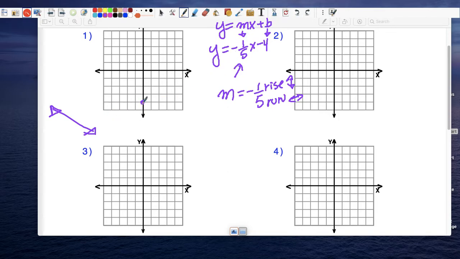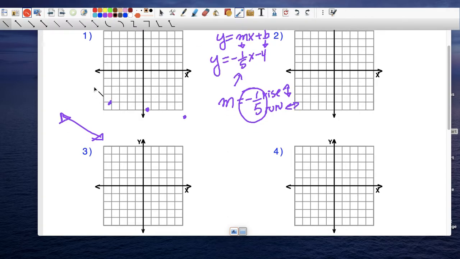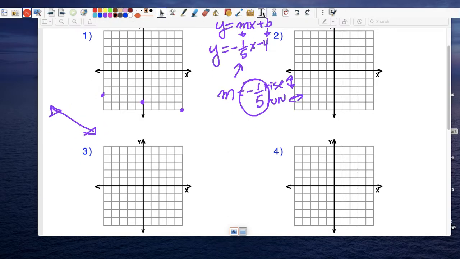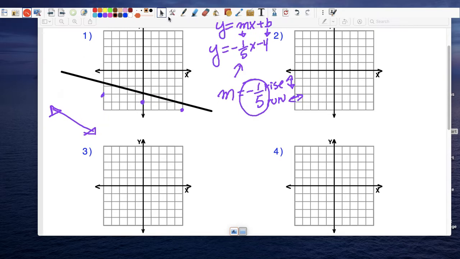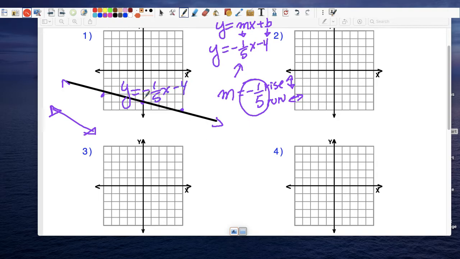Because it's negative, you know that point has to be there. And if you go on the left side, to get one more point, you go 1 up and 5 to the left. Now you're ready to connect this. I don't know why it's like that. Hopefully it goes back to normal. Okay, so right there. Put an arrow, and on top of the line, we're going to write y equals negative 1 over 5x minus 4, because that's the line that describes that equation. Okay.